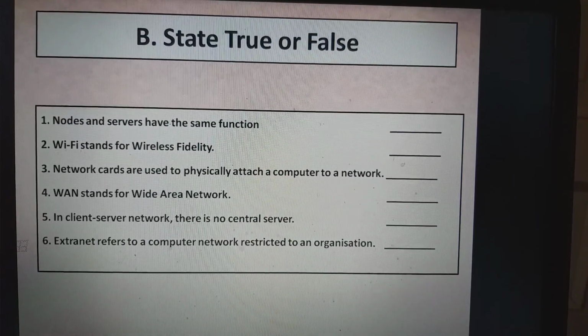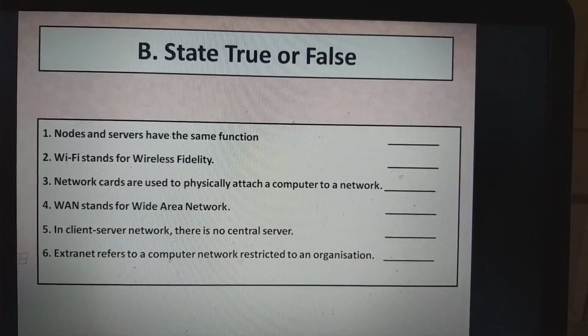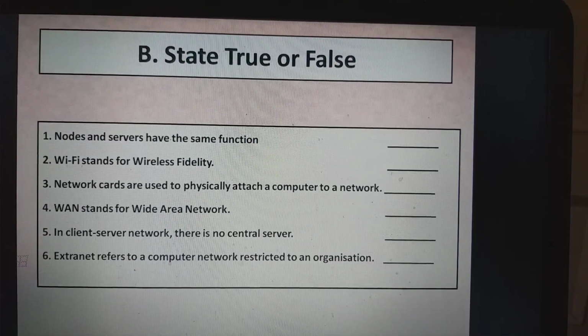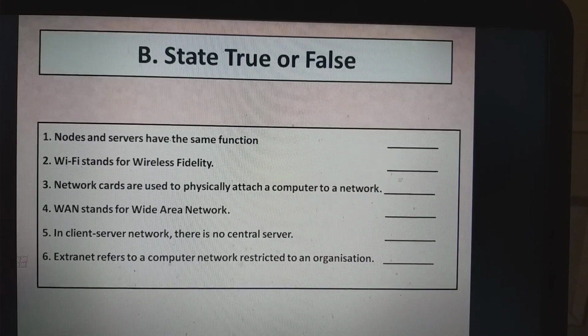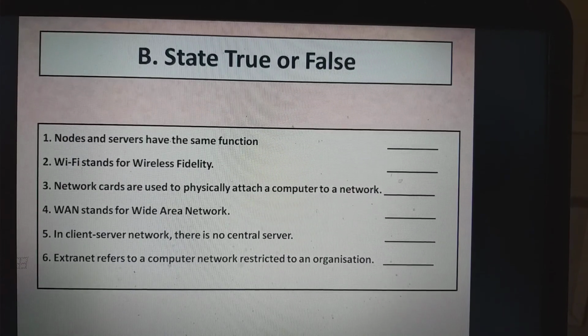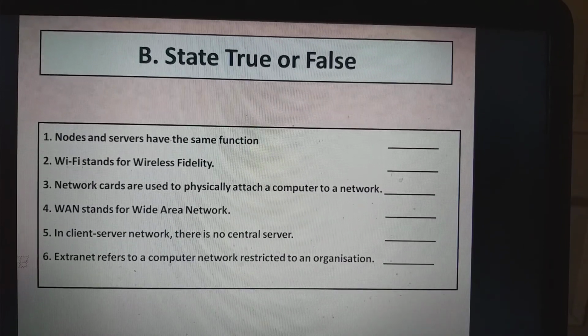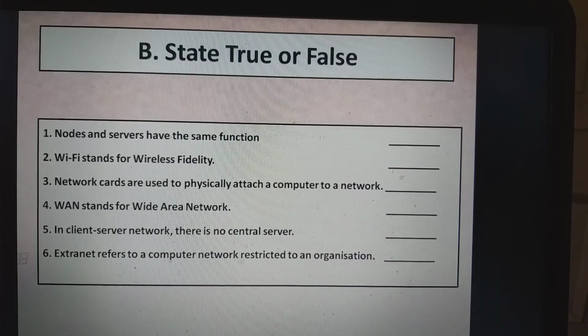Now, we will see the true or false. Number 1. Nodes and servers have the same function. It will be false because nodes and servers have different functions. Number 2. Wi-Fi stands for wireless fidelity. It will be true. Number 3. Network cards are used to physically attach a computer to a network. It will be true because network cards are used to physically attach a computer to the network.